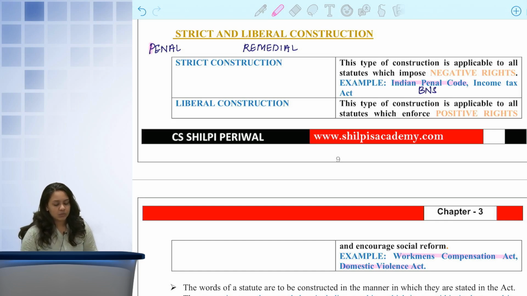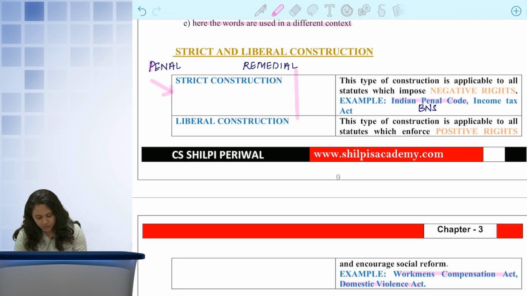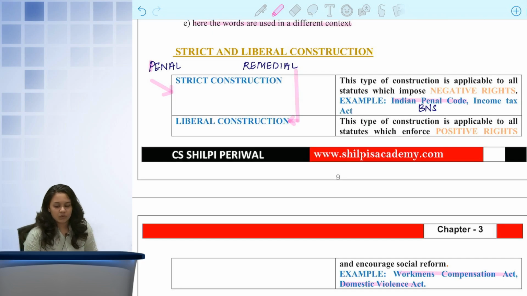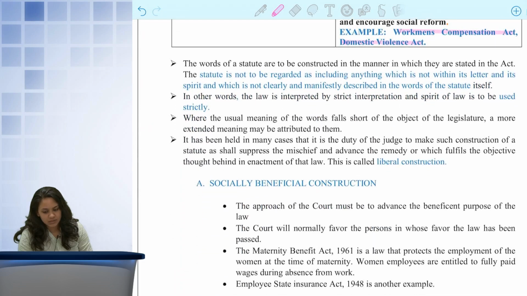So now I hope the difference between remedial statutes and penal statutes is clarified, and that penal statutes follow a strict construction, whereas liberal construction is followed for remedial statutes. So let's just see what it has to say.